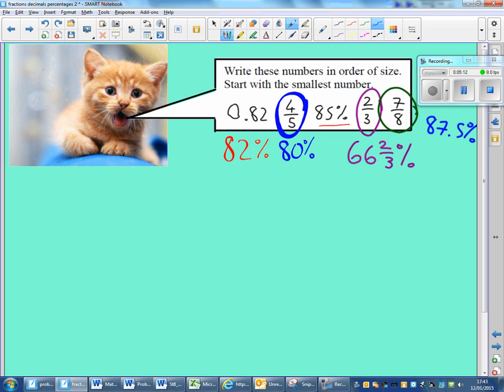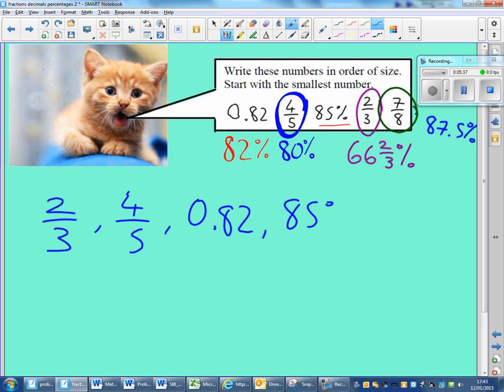So let's go back to basics. The smallest one was 66 and 2/3. That was just known as 2/3. The next smallest one is that 4/5. The next smallest one is 0.82. And then 85%. And then last, and definitely not least, the biggest one is 7/8.